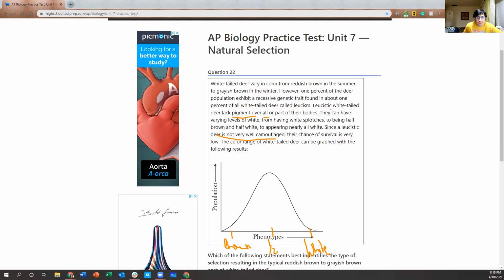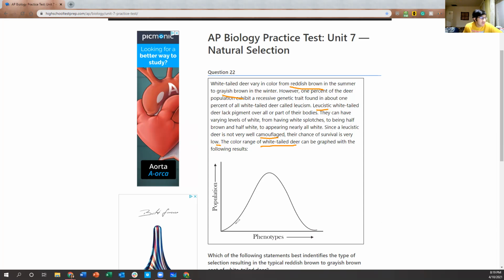Okay, I think I'm doing this wrong. Let me read this question one more time. So they can vary from reddish brown to grayish brown. Leucistic traits, they're lacking the pigments. So leucistic deer lack the pigments, so they're not well camouflaged, so their chance of survival is very low. The color range of white-tailed deer, so these are the leucistic deer, can graph the following results.